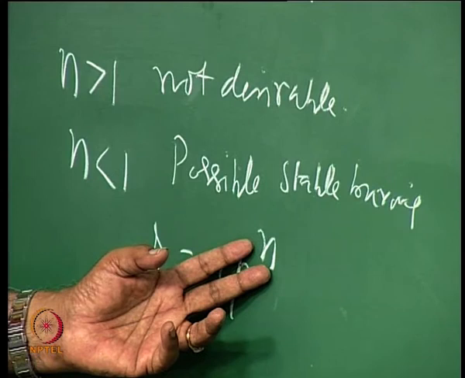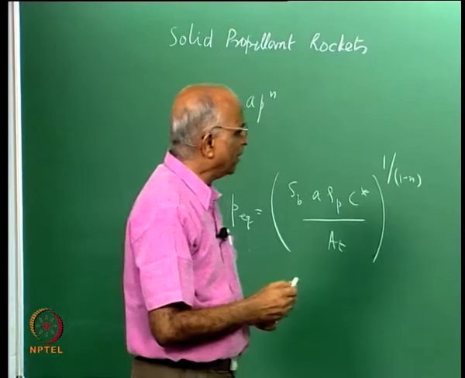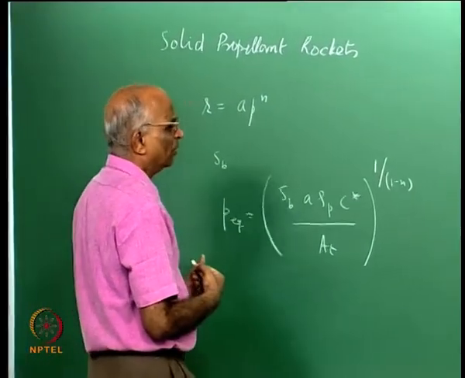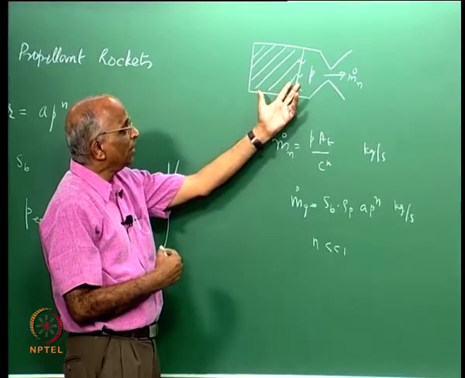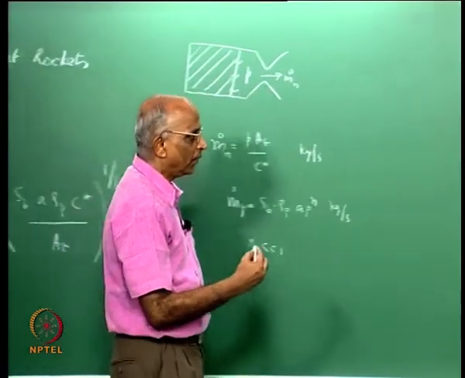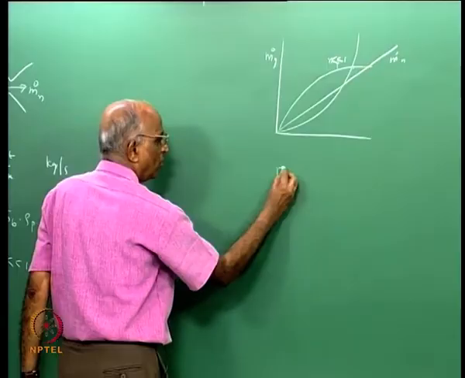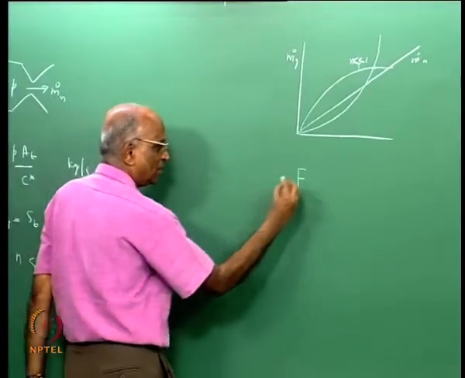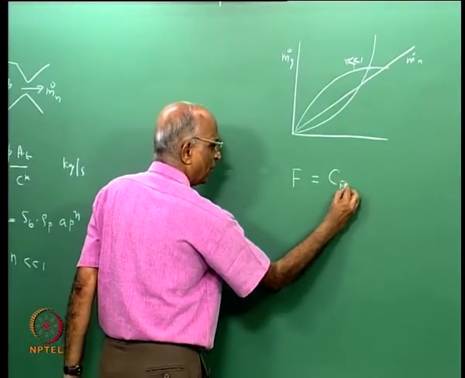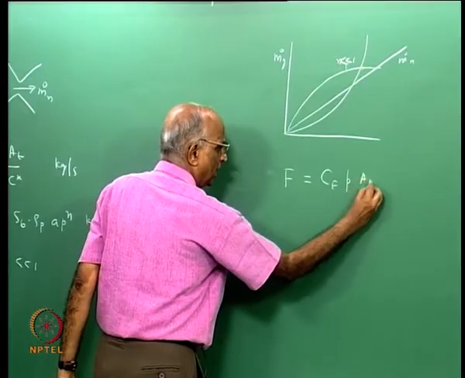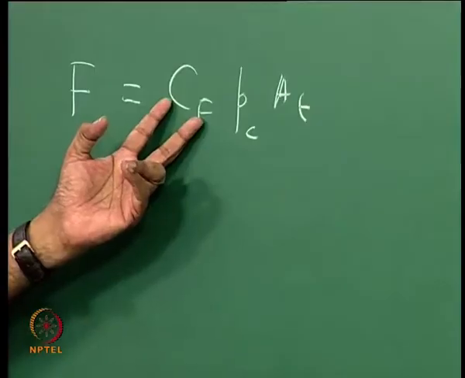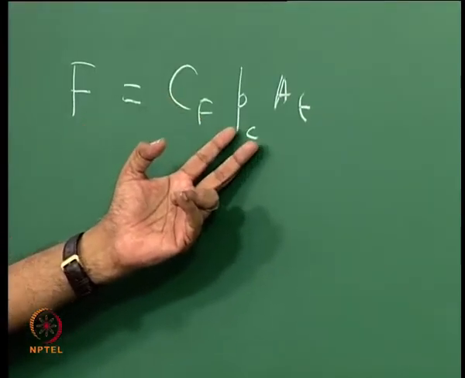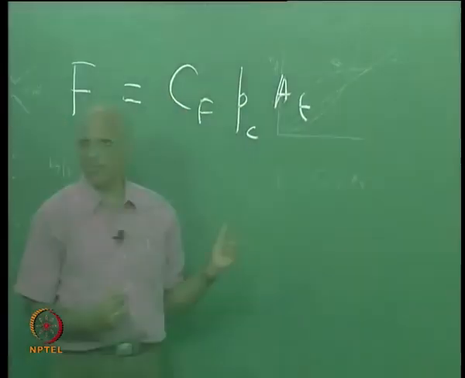Now a time has come when we have to put everything together and ask, how do I design a motor? What I mean is, when I want to design a rocket, I must be able to generate a given thrust from the rocket. And what is the thrust? We said it is equal to Cf into P into At. I dropped the subscript Pc because we said I can put it in terms of the nozzle effectiveness into chamber pressure into At. This is the thrust which is developed.